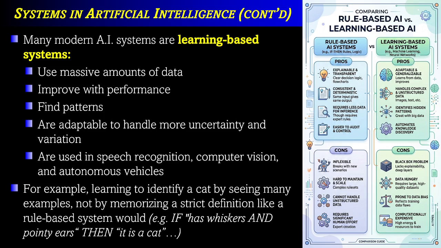or autonomous vehicles. For example, learning to identify a cat by seeing many different examples of cats, not memorizing the strict definition of what a cat is. A rule-based system would be less effective. For example, if it has whiskers and it has pointy ears, then it is a cat, could easily fail.